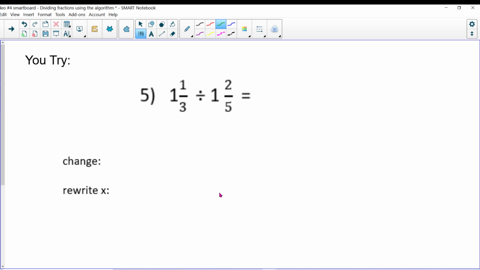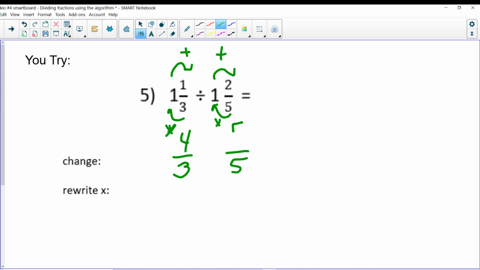Let's check your work. See how you did. So rewriting as improper, 1 and 1/3, multiply. So this one's going to be thirds, this one will be fifths, keep the denominator. 3 times 1 is 3, plus 1 is 4, so 1 and 1/3 is 4/3. And then 1 and 2/5, so 5 times 1 is 5, 5 plus 2 is 7. So 1 and 2/5 is 7/5.